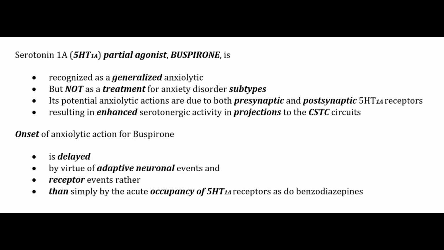The 5-HT1A partial agonist buspirone is recognized as a generalized anxiolytic, but not as a treatment for anxiety disorder subtypes. Its potential anxiolytic actions are due to both presynaptic and postsynaptic 5-HT1A receptors, resulting in enhanced serotonergic activity in projections to CSTC circuits. The onset of anxiolytic action for buspirone is delayed by virtue of adaptive neuronal and receptor events rather than simply by the acute occupancy of 5-HT1A receptors as with benzodiazepines.